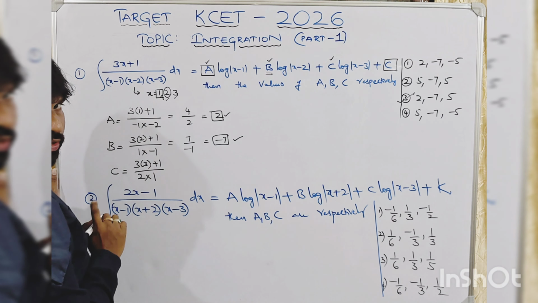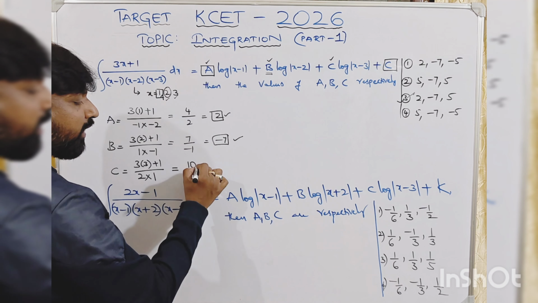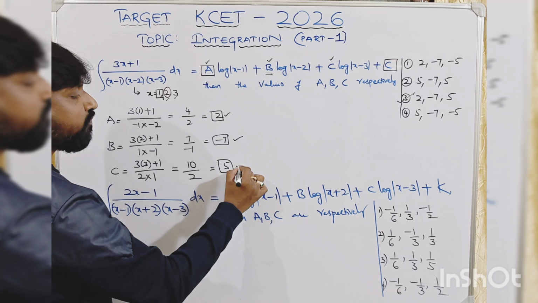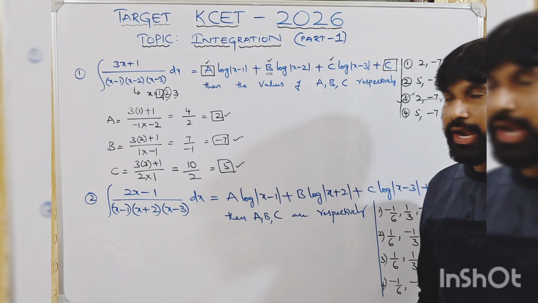3 minus 3 is 0, that's what, don't substitute. 3 into 3, 9, plus 1, 10, by 2 into 1, 2. 10 by 2 is equal to how much? Of course, 5. So which option is correct? 2 comma minus 7 comma 5 is your answer, friends.